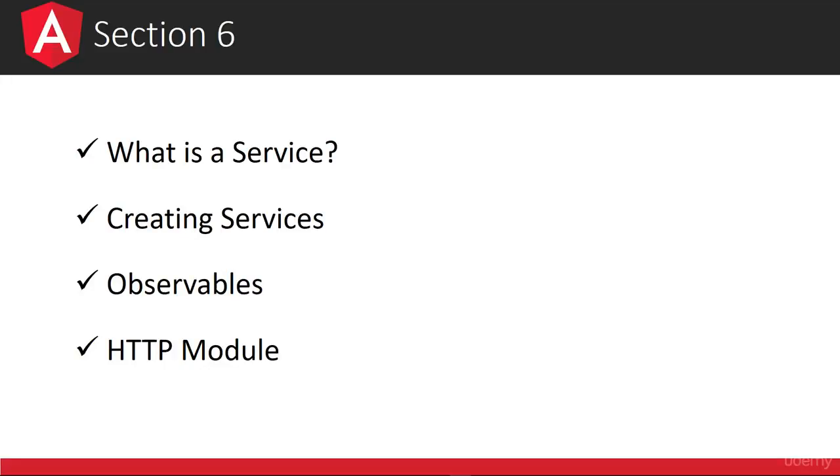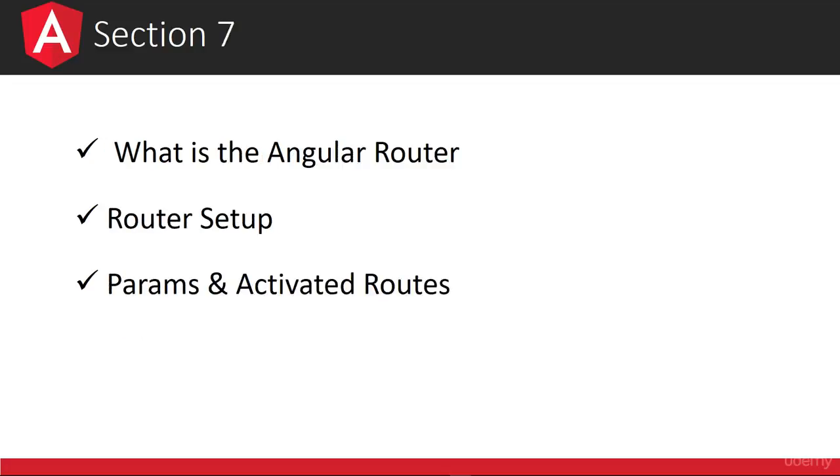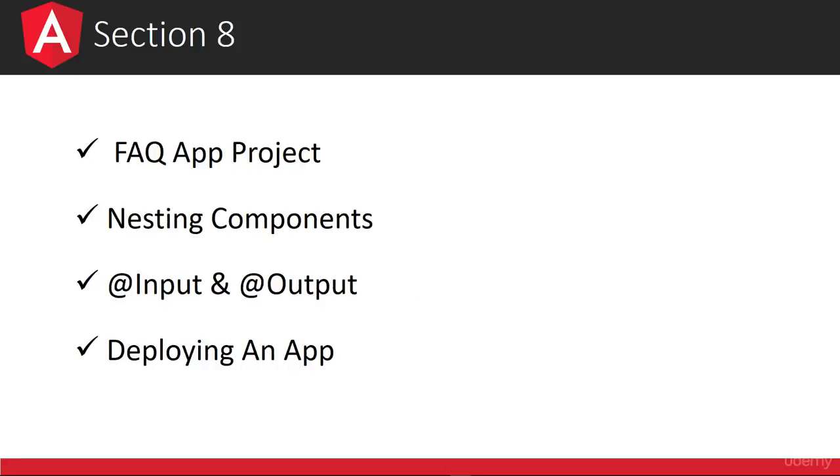So section 6 was on services and the HTTP module. We talked about what a service is in Angular and how it's used to work with data, observables. We looked at all of the common HTTP requests, including get, post, delete, and put, and we worked with the JSON placeholder RESTful API service. Section 7 was on the Angular router. I showed you how to set it up, how to create routes, and then how to work with parameters in the URL.